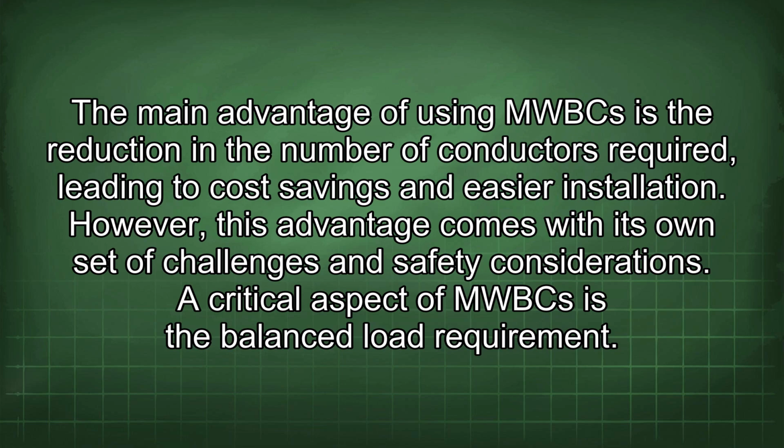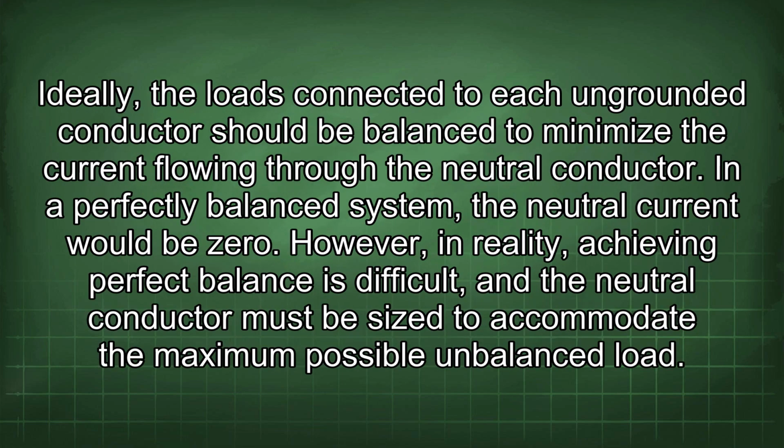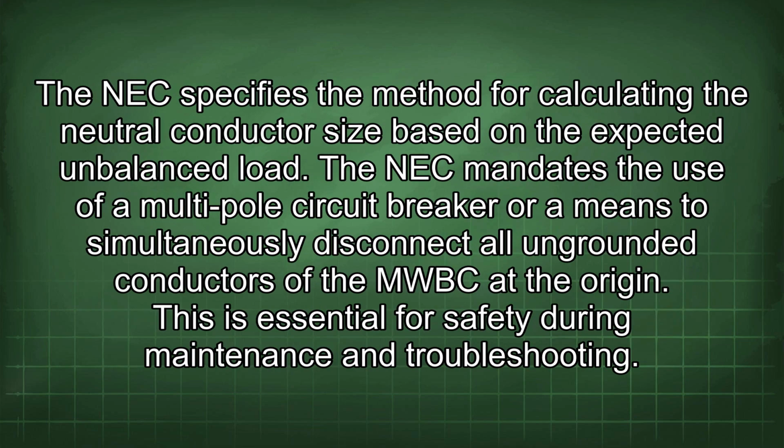A critical aspect of MWBCs is the balanced load requirement. Ideally, the loads connected to each ungrounded conductor should be balanced to minimize the current flowing through the neutral conductor. In a perfectly balanced system, the neutral current would be 0. However, in reality, achieving perfect balance is difficult, and the neutral conductor must be sized to accommodate the maximum possible unbalanced load. The NEC specifies the method for calculating the neutral conductor size based on the expected unbalanced load.